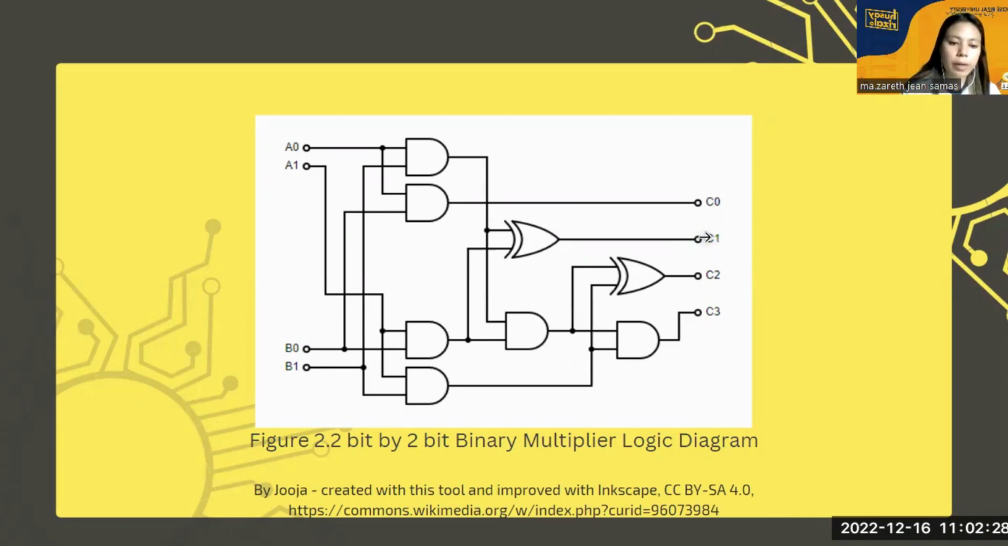Multiplication is performed by adding the multiplicand to itself a number of times equal to the value of the multiplier. For example, to multiply two one-bit binary numbers, we can simply add the two numbers together. However, when multiplying larger binary numbers, we need to use more complex logic circuits.